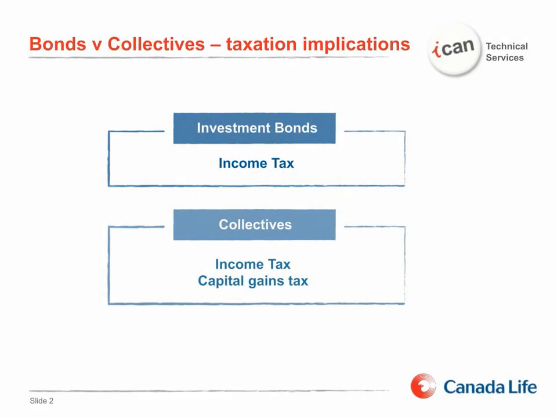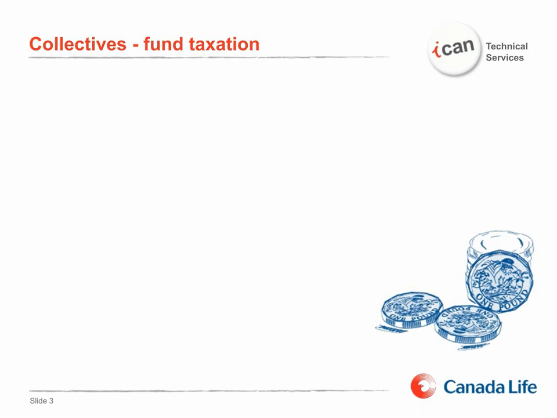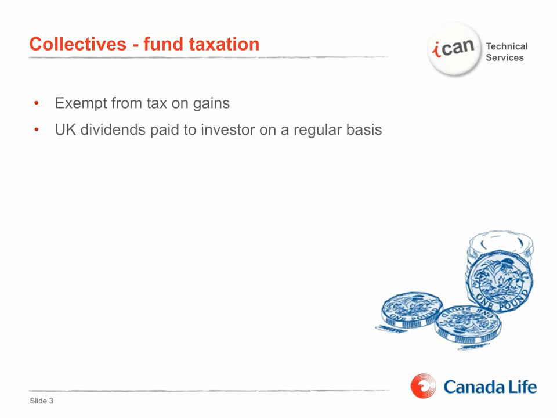When we look at the taxation implications, collectives are liable to income tax and capital gains tax. Within the collectives fund, this is exempt from any tax on gains. Any UK dividends are distributed to the investor, possibly every 3 or 6 months, or accumulation units may be used so the dividends are automatically reinvested. Any other income, such as rent or interest, is subject to 20% tax.